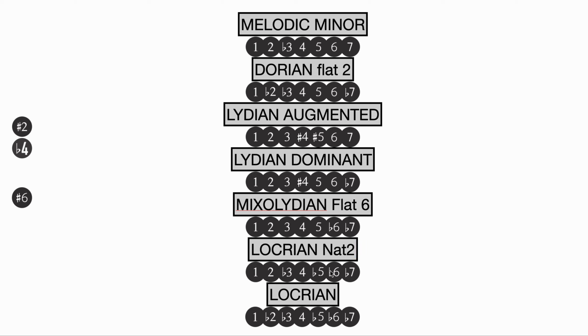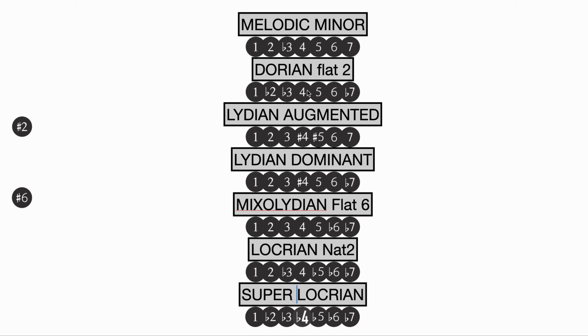And then now we're at the 4th, and the 4th would become a flatted 4th, which is really a 3, but because of its scale position, we call it flatted 4. And then this one is often referred to as the super Locrian scale. 1, 2, flat 3, flat 4.